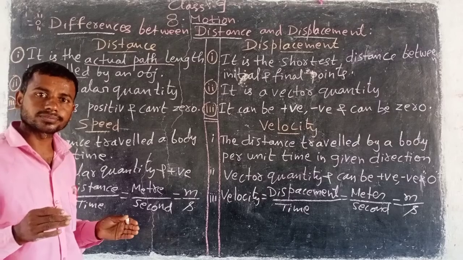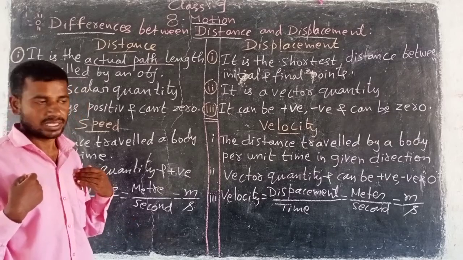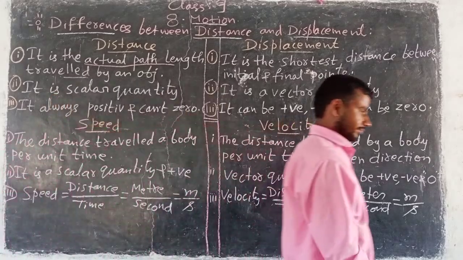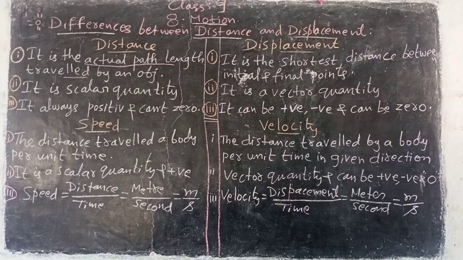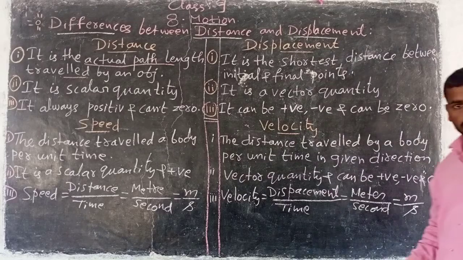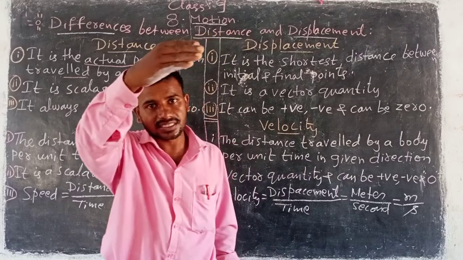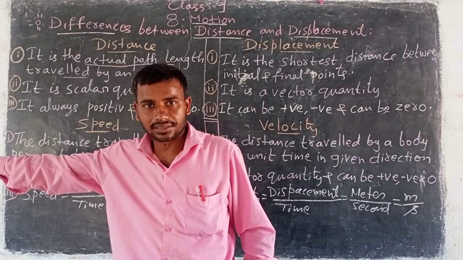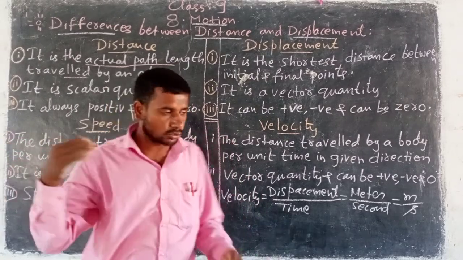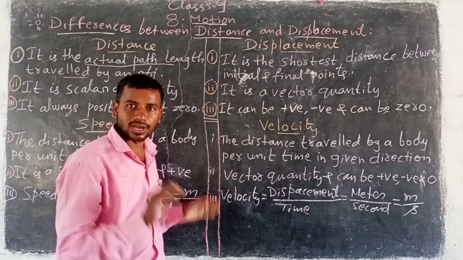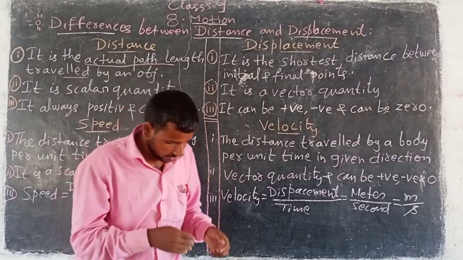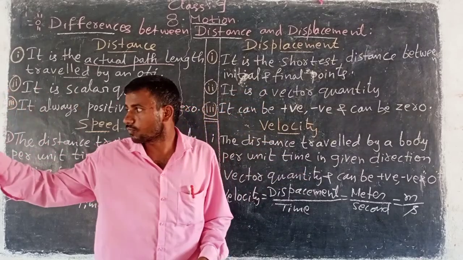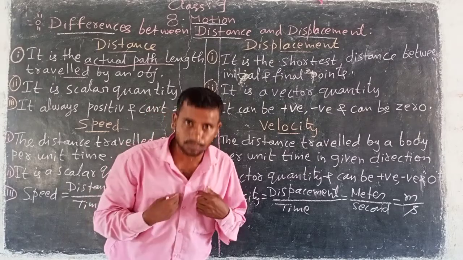For example, I am here. Now I am going from the chalkboard to the corner of the wall, then to the second corner of the room, to the third corner of the room, to the fourth corner of the room, and again near the chalkboard I came. So I traveled from the chalkboard to the first corner, second corner, third corner, fourth corner, and back to the chalkboard.